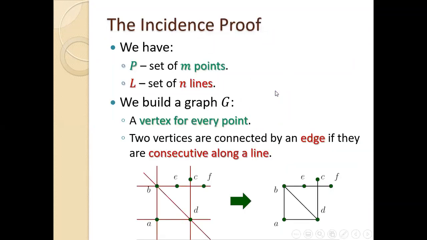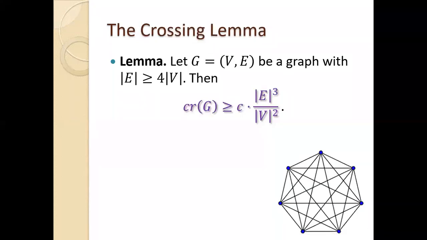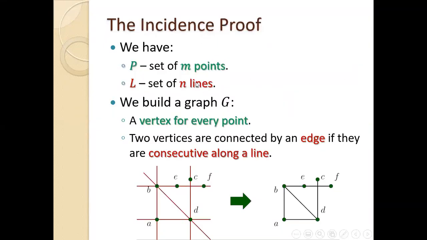Okay, let's prove our theorem. What do we want to prove? We want to prove that the number of incidences cannot be large. Why am I talking about crossing number if we're talking about lines, incidences between lines and points? So let's see. We have a set of m points, a set of n lines. Since we're talking about crossings, you probably can guess that we need a graph. Let's build a graph. Instead of points, we're going to take a vertex for each point. Very simple. Each point you can replace with a vertex.